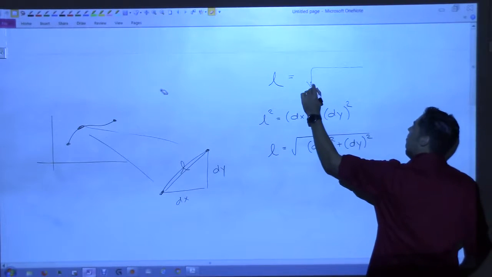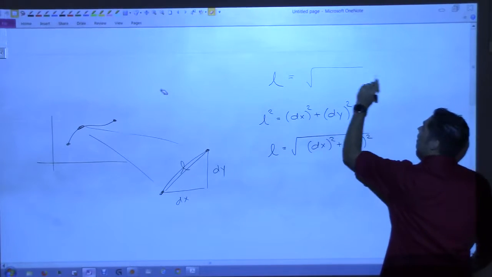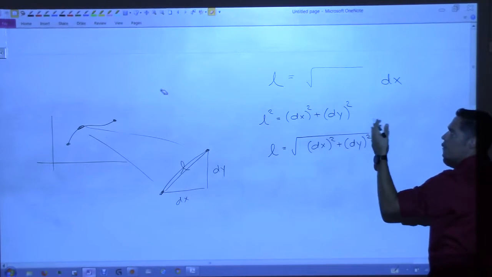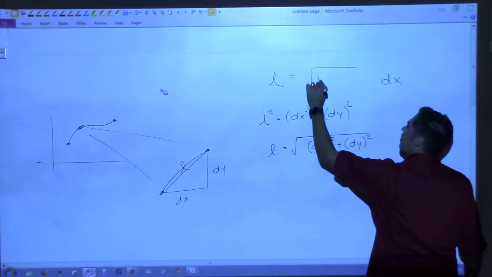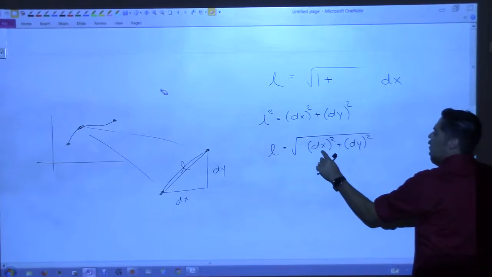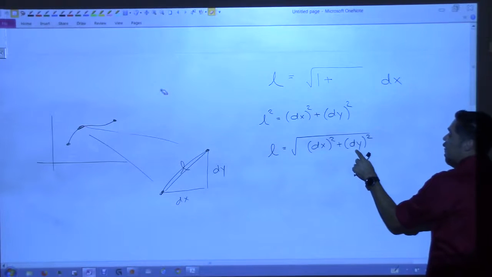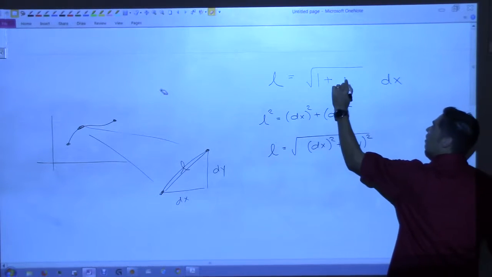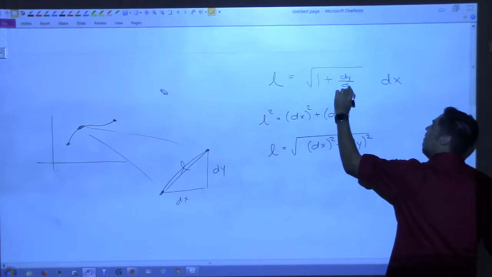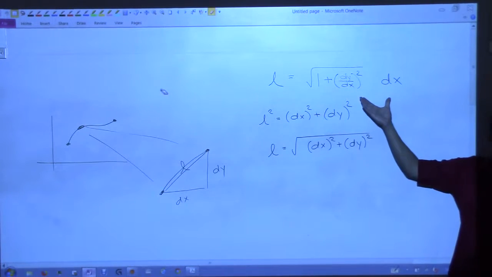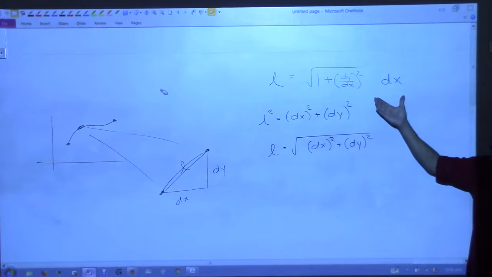L was equal to, we pulled the dx squared out, and it came out of the square root as a dx, because we took the square root of something squared. Then inside we had 1 plus, the 1 is from when we pulled out dx squared from here, and then for this one, since there wasn't a dx squared, we had to divide by dx squared, which gave us dy dx squared. So that was the formula that we used last class, right?